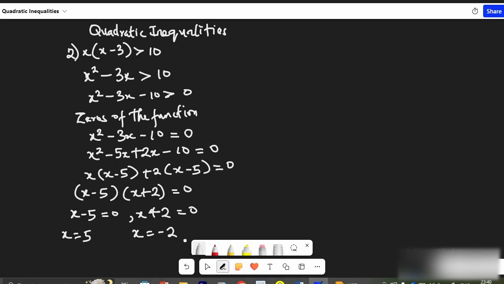Now that we've gotten the zeros of the function, or the roots of the equation, the next thing we want to do is to see how the quadratic function behaves around the zeros of the function, so that we can find the values of x for which this expression, x squared minus 3x minus 10, is greater than 0.